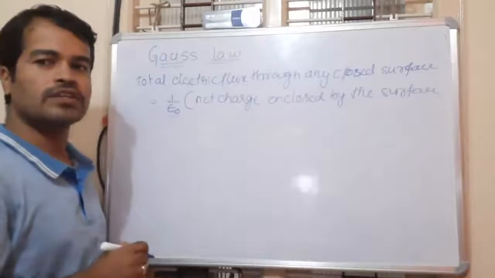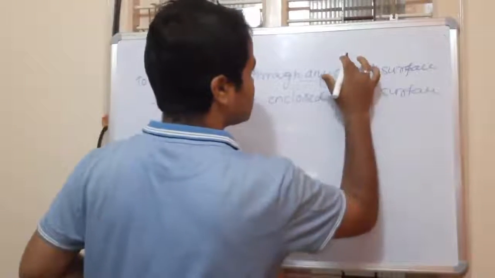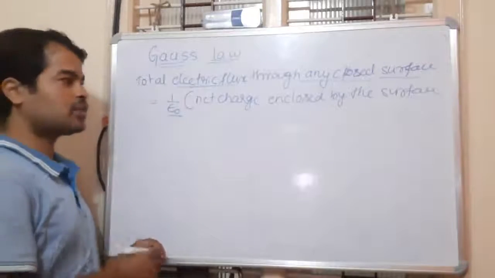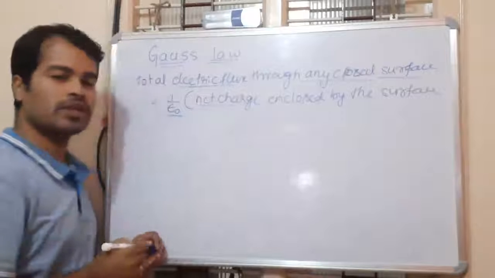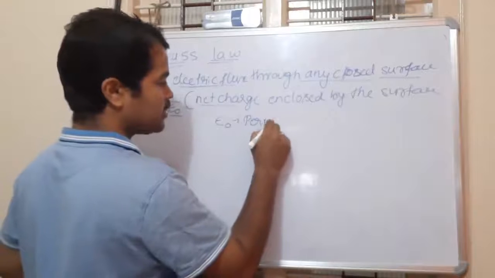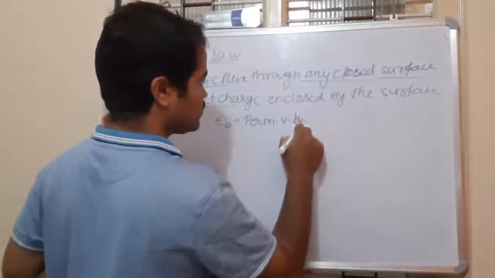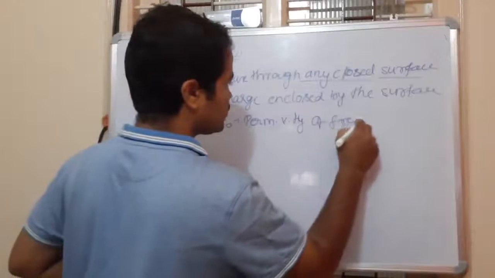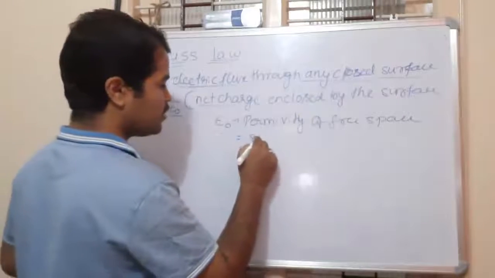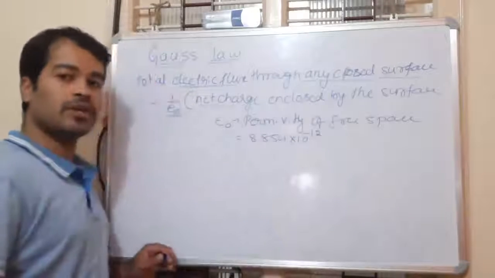According to Gauss law, the total electric flux through any closed surface is equal to what? 1 by epsilon naught times the net charge enclosed by the surface. Here, what is epsilon naught? Epsilon naught is the permittivity of free space. Its value is 8.854 into 10 power minus 12, and what will be the unit?